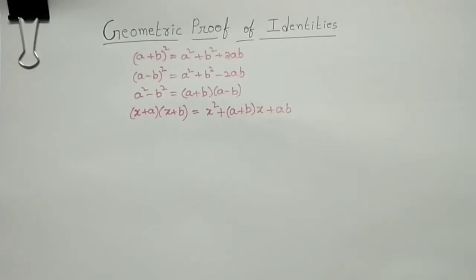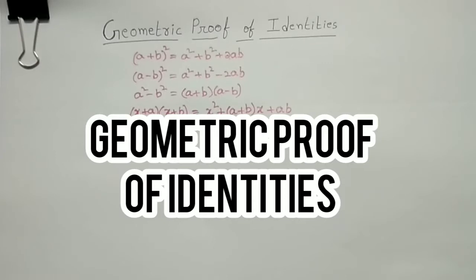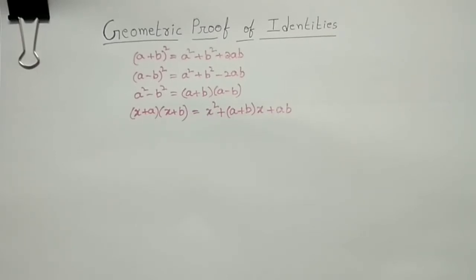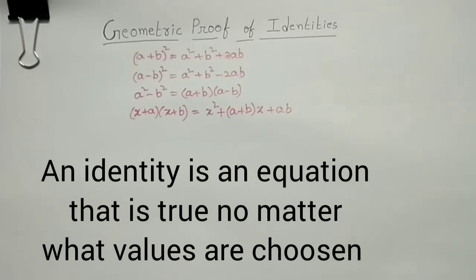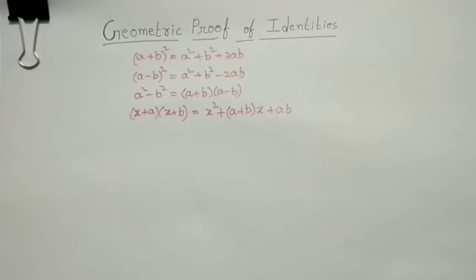The topic of today's video is geometric proof of identities. First of all, what are identities? An identity is an equation that is true no matter what values are chosen. For example, let's prove it in the first case.